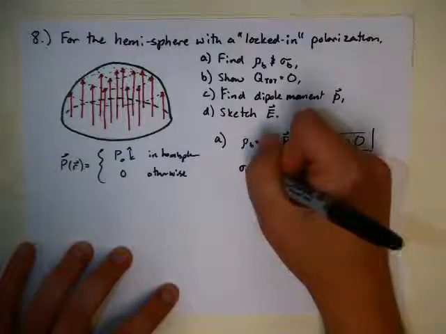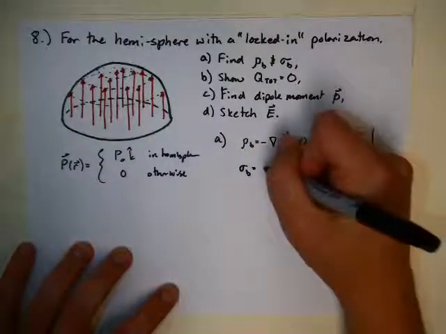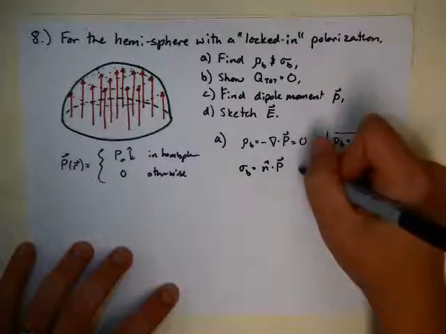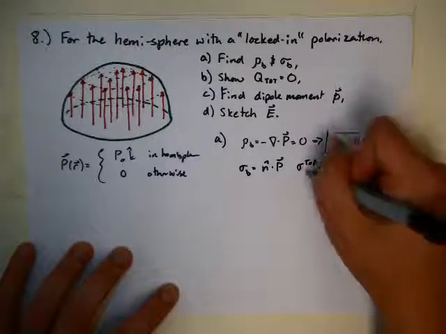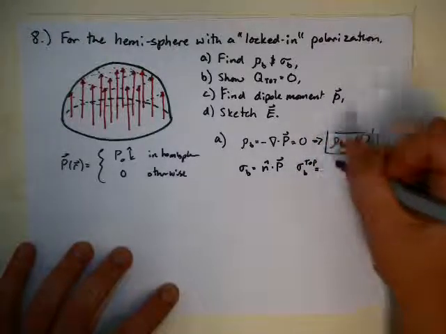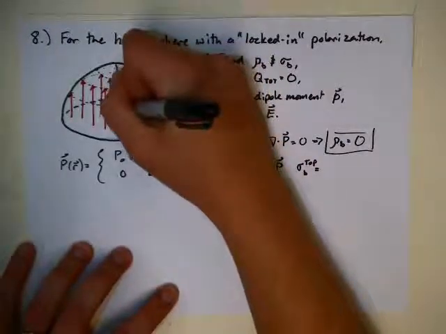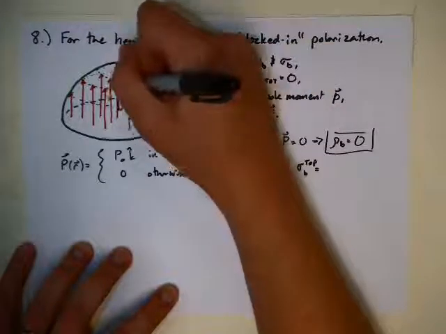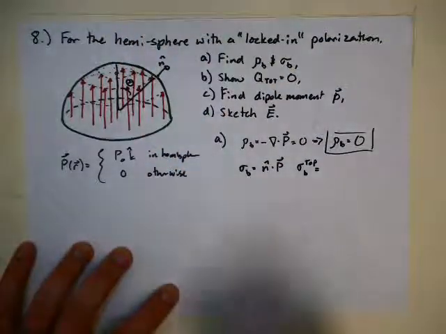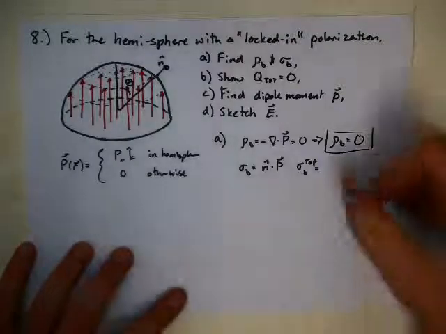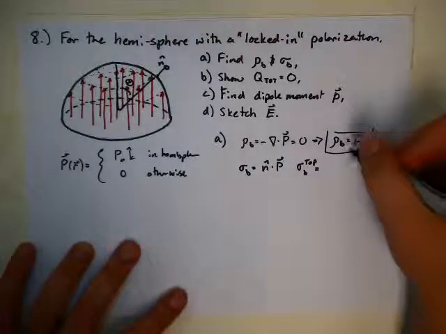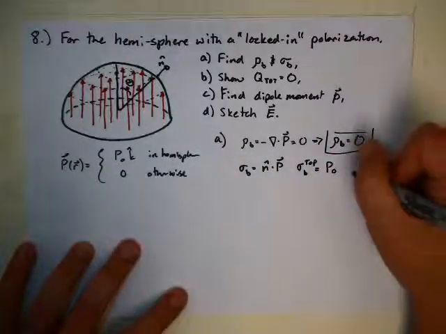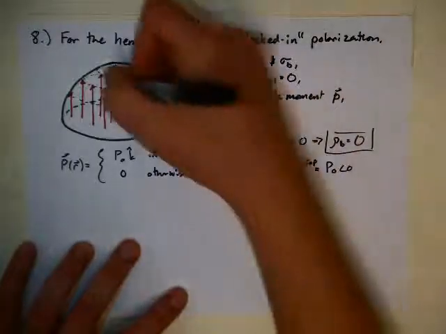For the surface charge, it's a little bit different, right? For this it's n hat dot P. And so we can break this apart. We can look at this at the top. So sigma on the top, n hat in this case will depend on this polar angle theta. And so it's just going to be P naught times cosine theta, because the dot product depends on the angle between those.